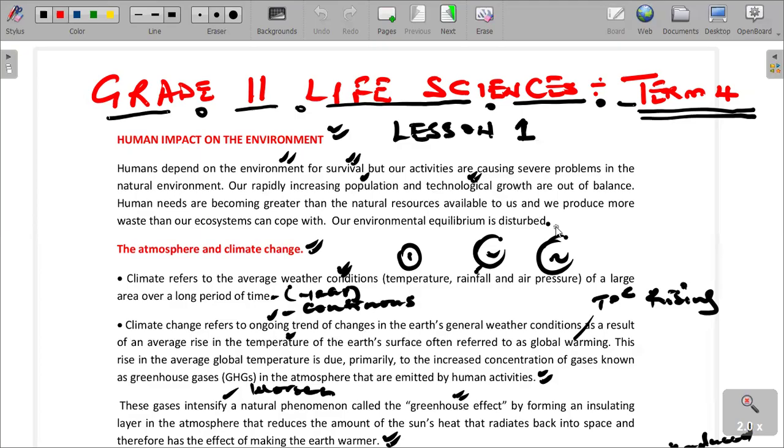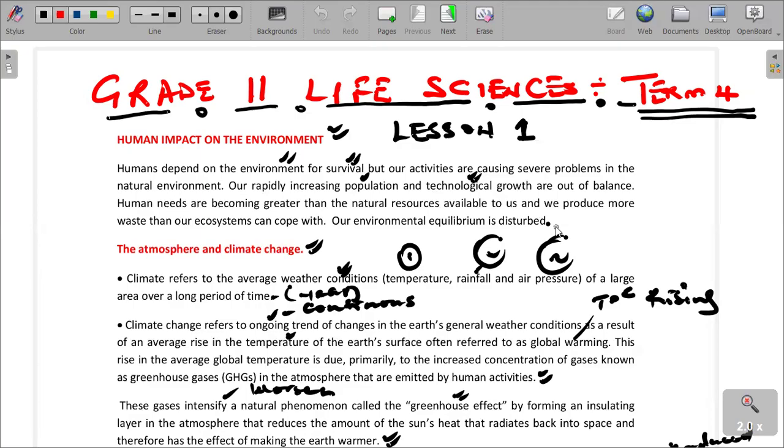We want to discuss the atmosphere and climate change, which is caused by human activities. Climate refers to the average weather conditions, meaning temperature, rainfall, air pressure, cloud cover, humidity, to mention a few, of a large area over a long period of time. We can talk about the climate of a given country or a given place.